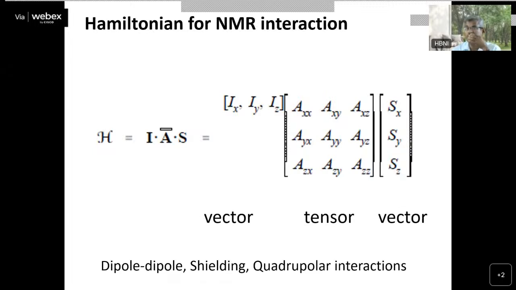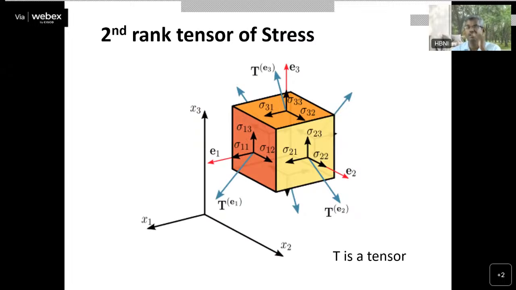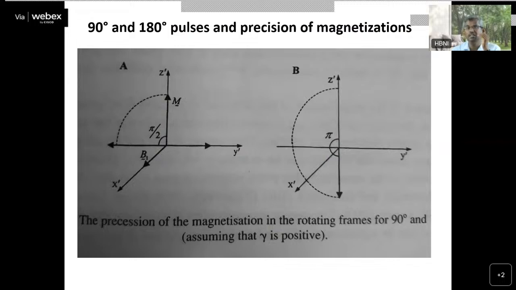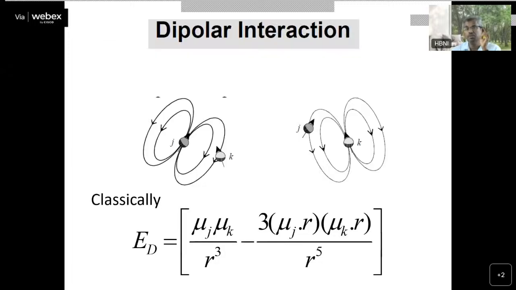Normally we have 3 interactions: dipole-dipole interaction, quadrupole interaction, and chemical shift interaction. Any Hamiltonian for NMR, we can write like this. I is the spin, S is also a spin, and A is the interaction tensor. S can be I also, in which case it is a homonuclear interaction; otherwise it is a heteronuclear interaction. This is the general way we write the interaction Hamiltonian. Forget about this, I have already discussed the tensor, so we will not go into further detail. The 90 degree and 180 degree pulses, I am sure you are aware of, as they were done many times in class.